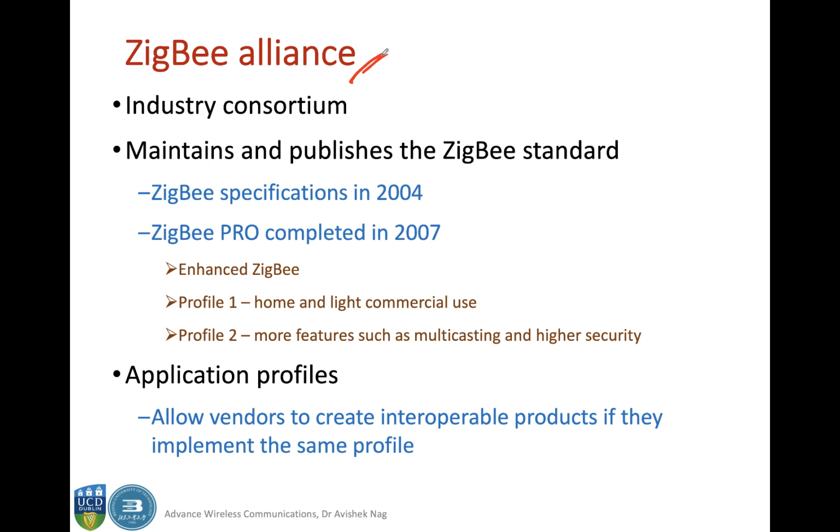So this maintains and publishes the ZigBee standard, and it also creates and maintains different application profiles. These application profiles allow vendors to create interoperable products if they implement the same profile. So interoperability is the key word for all these industry consortiums.